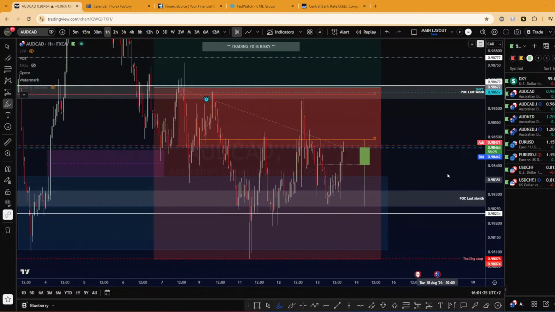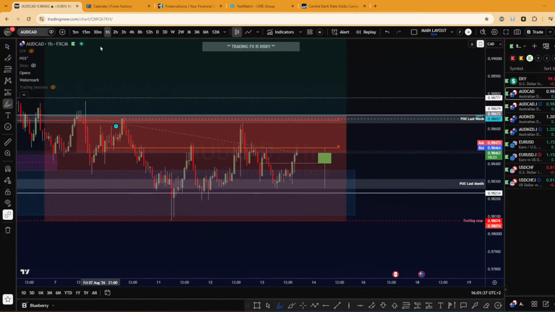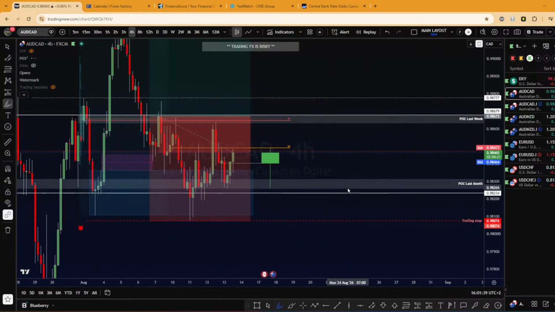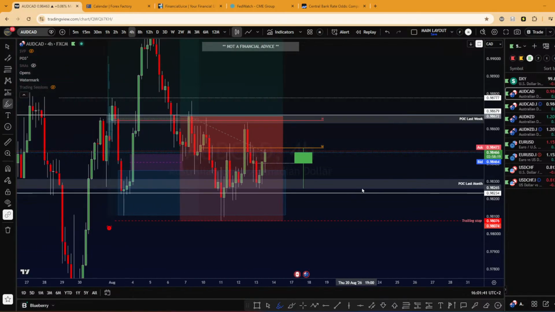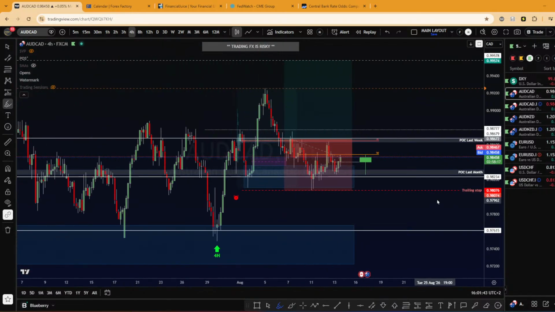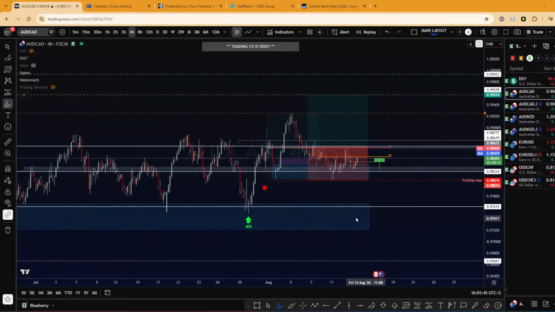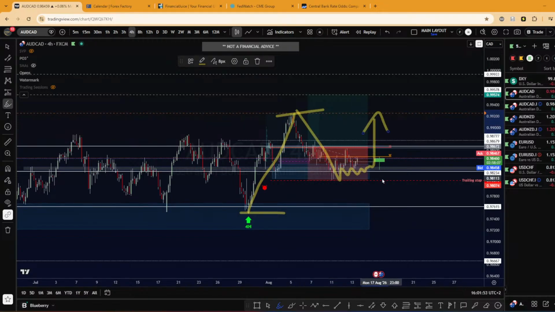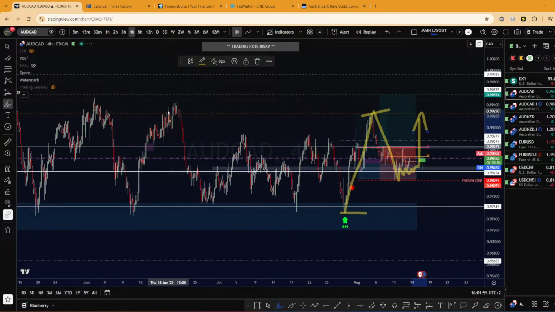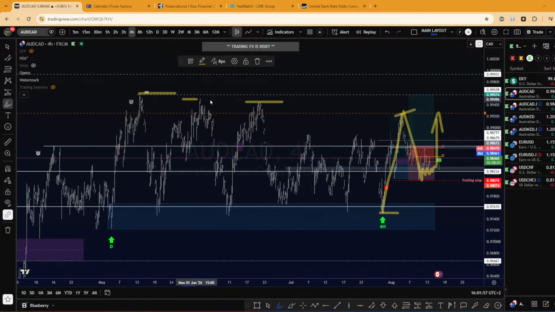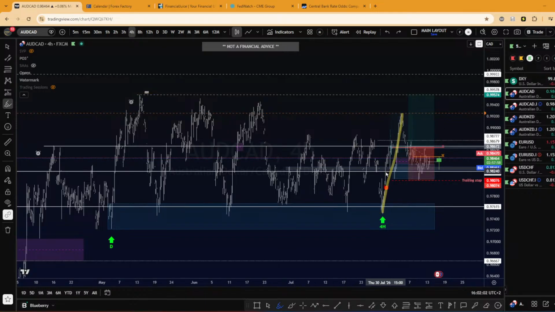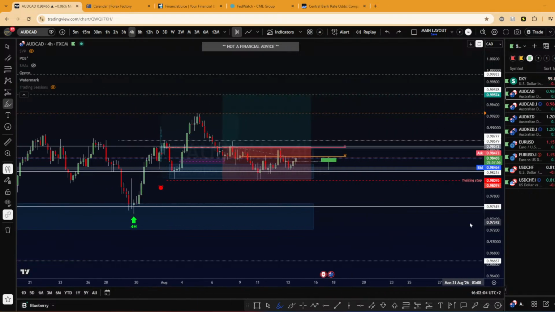So AUDCAD is a swing trade. I already explained it on my last stream. So fundamentally the Aussie is still strong. We are bullish from this low to this high. This is just a retracement towards the discount zone, and then what I want to see is a continuation to target these highs right there. Okay, so fundamentally Aussie is strong compared to the Canadian dollar.